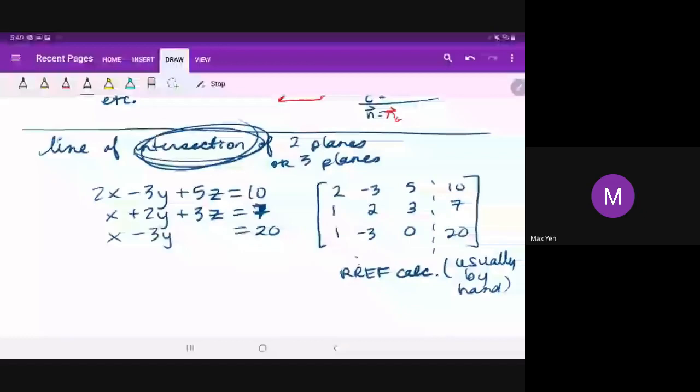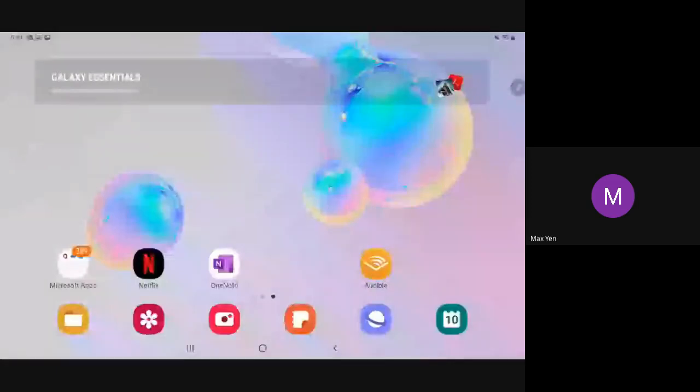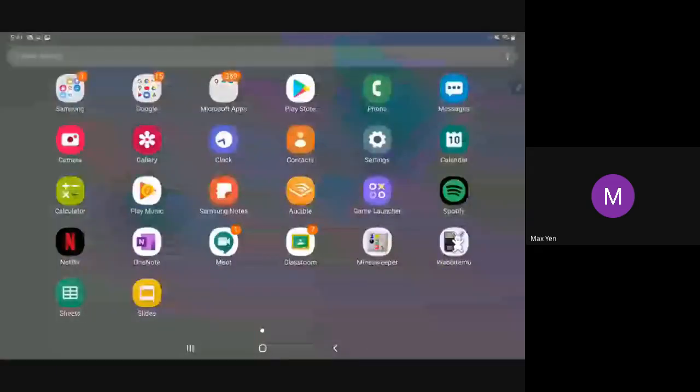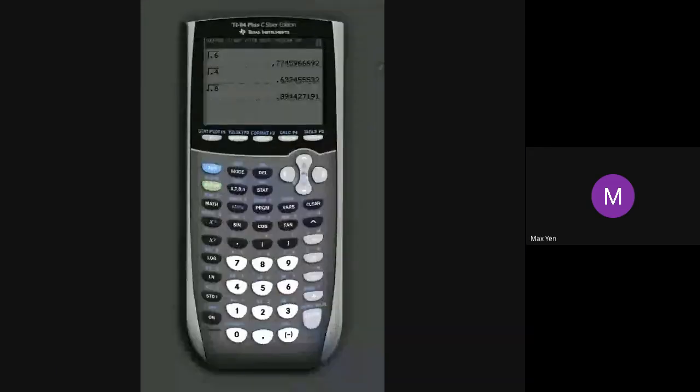I can show you guys. I know last time I made a video and you said you couldn't see it. So let me go to my tablet's one. I already typed it into that one. Okay, so there we go. Matrix, names. Oh, my tablet's kind of being slow. So I go to matrix, I go to names, I go to edit.